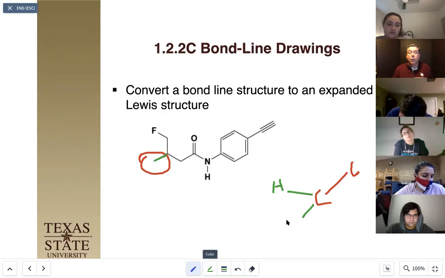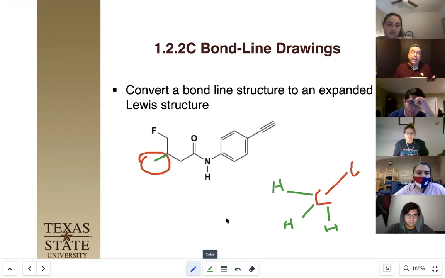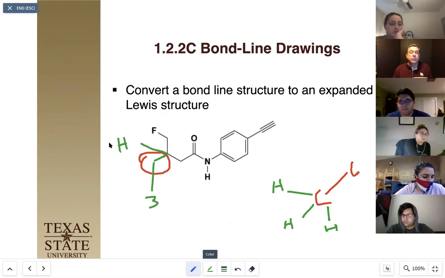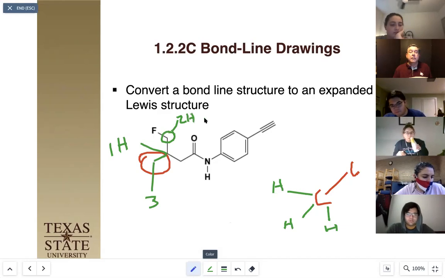Okay? So every time we look at one of these stick drawings, you need to say in your mind, how many hydrogens are on that carbon? And it's just 4 minus the number of bonds you have. So for example, this carbon here is going to have 3 hydrogens on it. This carbon here has 1, 2, 3 bonds, so there has to be 1 hydrogen there, just 1. This has a fluorine bonded to it and a carbon bonded to the other side, which means there are 2 hydrogens assumed to be in this line drawing.